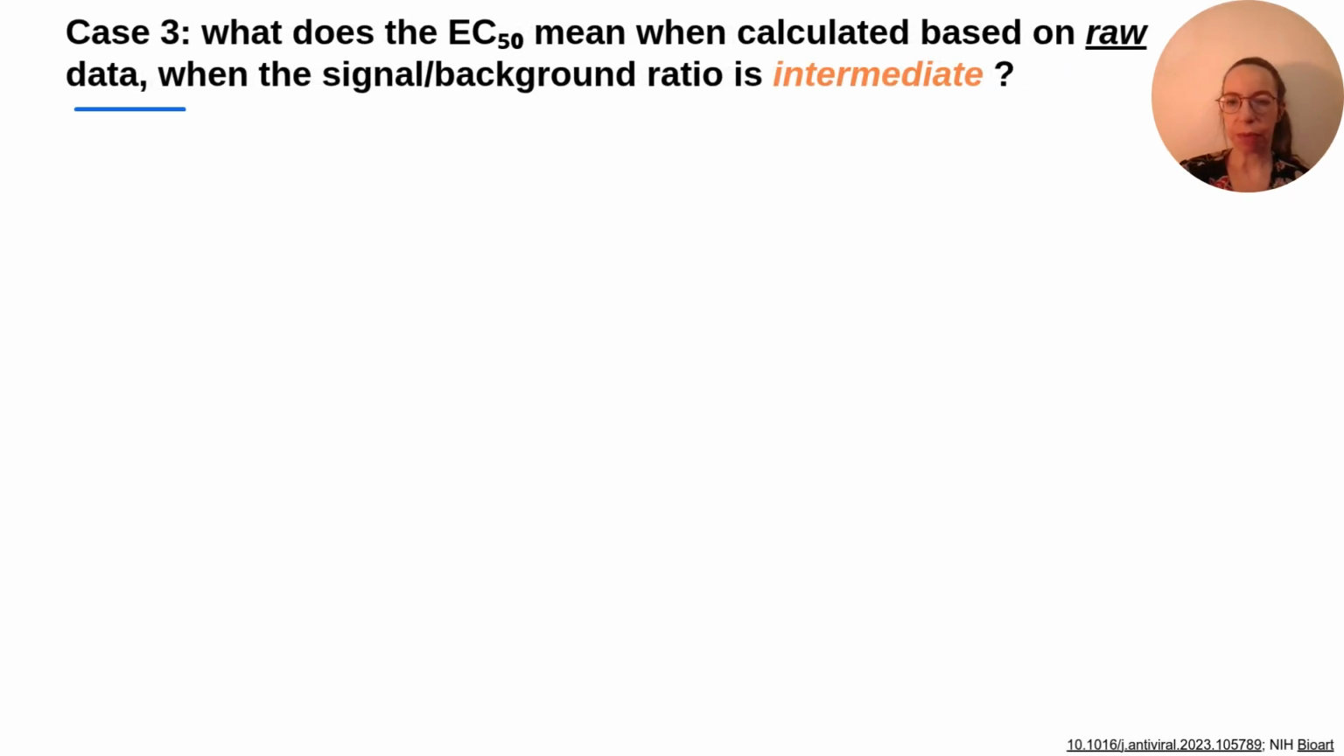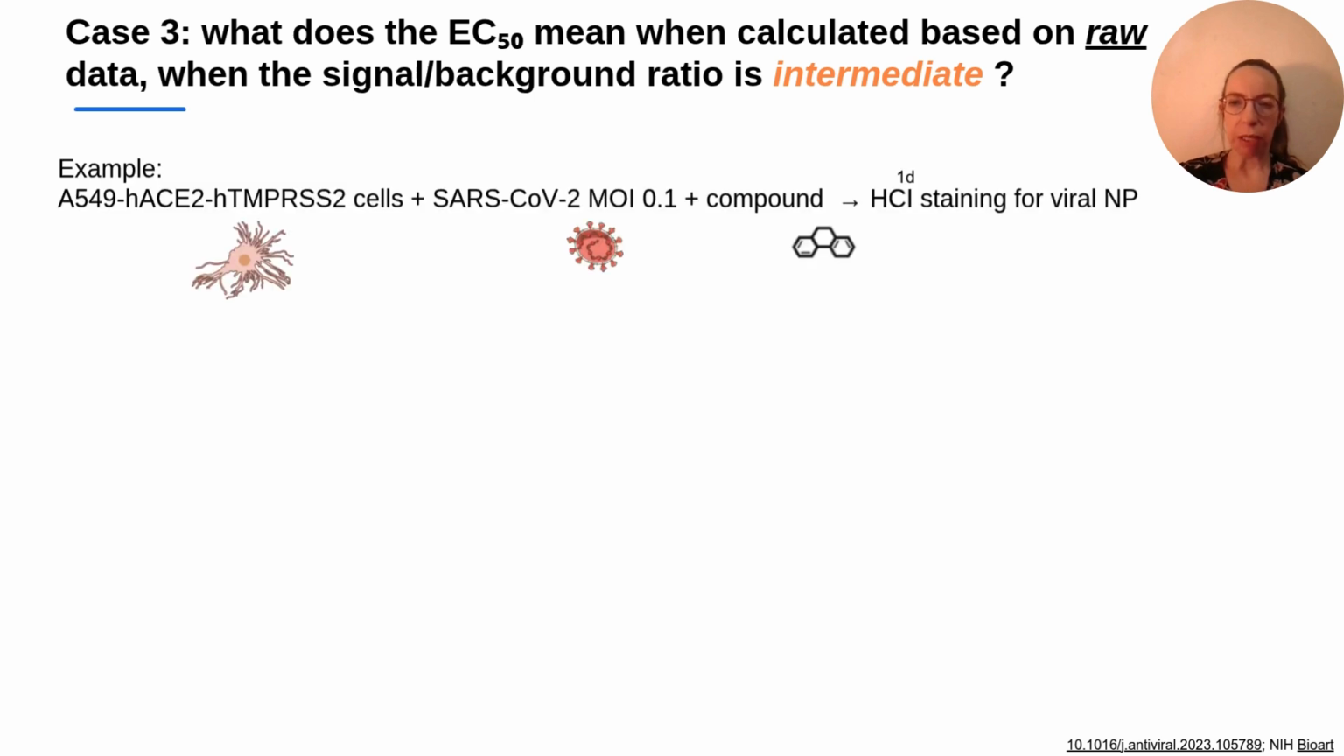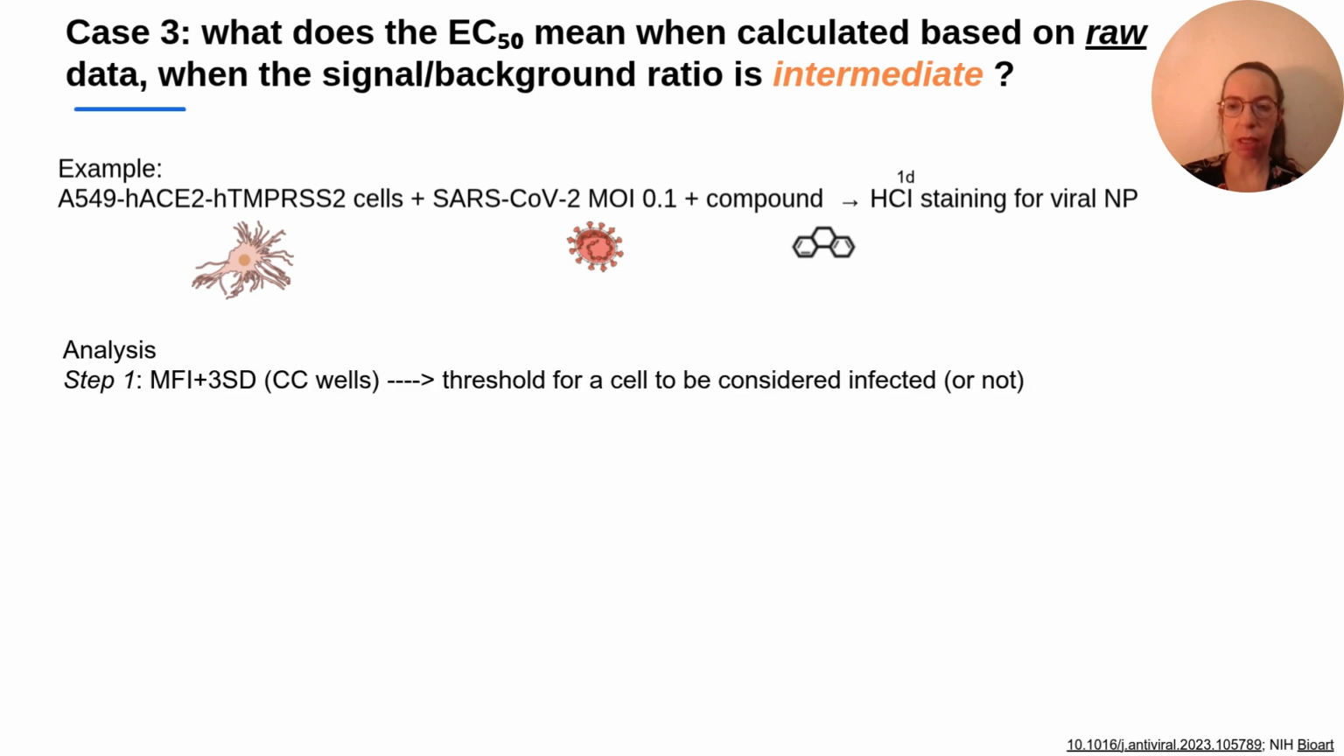Now moving to case 3, where the signal to background ratio is intermediate and raw data is used for analysis. So a typical assay would be infecting A549 human ACE2 human TMPRSS2 cells with SARS-CoV-2, adding compound, and 1 day later staining the cells for viral nucleoprotein or RNA and performing high content imaging. There, the analysis is a bit more complex and occurs in 3 steps. So in step 1, the MFI plus 3 times the standard deviation of CC wells is used to derive a threshold for a cell to be considered infected or not.